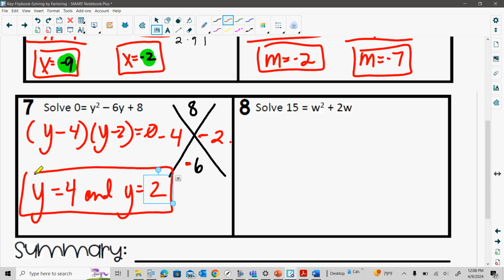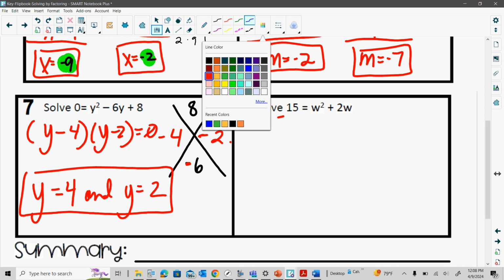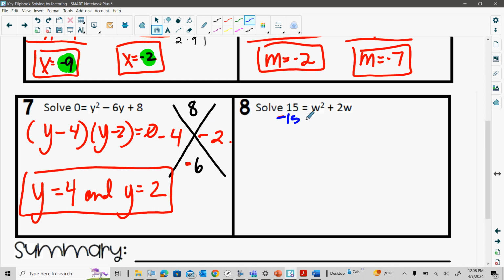Now, number 8 is slightly different, just in the fact that this is 15 is equal to this binomial, and we need the equation to equal to 0. So basically, I need to do the opposite to eliminate this 15, so I can get a 0 there. So that would mean I would do -15 on both sides of the equal sign. This creates my 0. And then these are not like terms. We just rewrite it high to low. So we'll go w squared plus 2w, then -15.